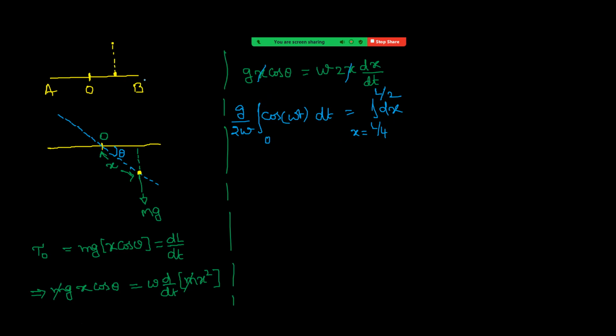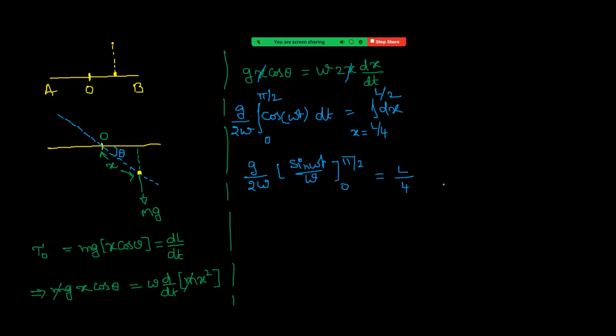So when it reaches the point B, it turns by angle 90, right? See the question carefully: the insect reaches the end B when the rod has turned through an angle of 90. Okay, right. Now simplify this. G by 2 omega, integration of cos omega t, that is sin omega t upon omega. Take limits 0 to 90, that is equal to L by 2 minus L by 4, that is L by 4.